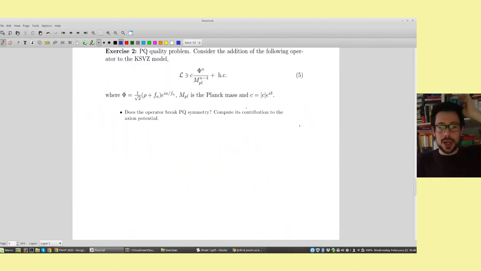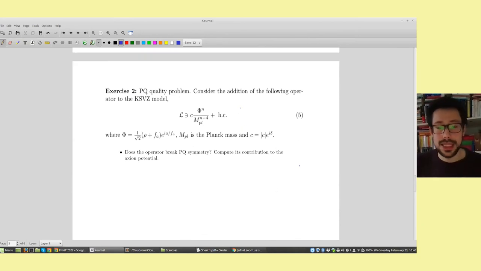Okay, so once we have done this, let's go to the second problem. The second problem is about the so-called PQ inequality problem. And in particular, what the problem is telling us is to consider that to the usual KSVZ axion that Andreas already explained, we introduce a new operator, which is this operator that we have here. This operator has some power of the complex field that contains the axion, this big phi to the n. And this is a higher dimensional operator that is suppressed by some power of M Planck, right? I'm assuming that this cutoff scale is M Planck.